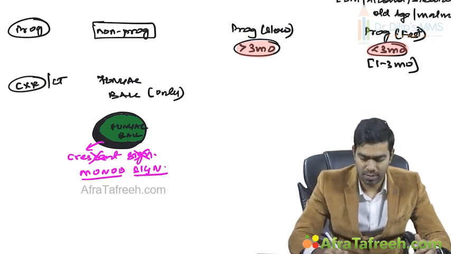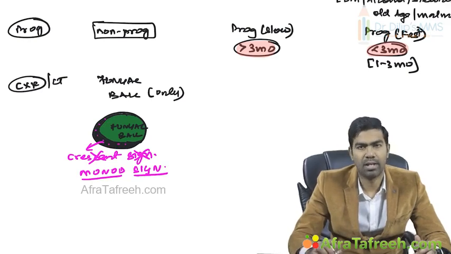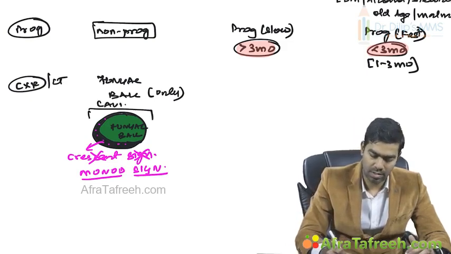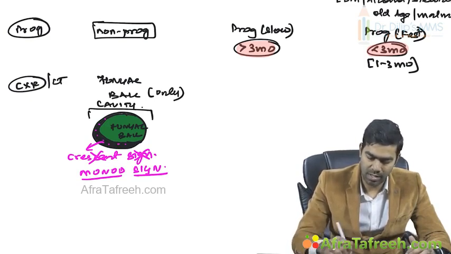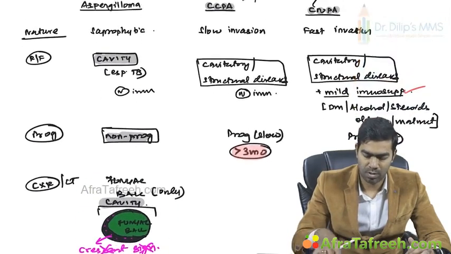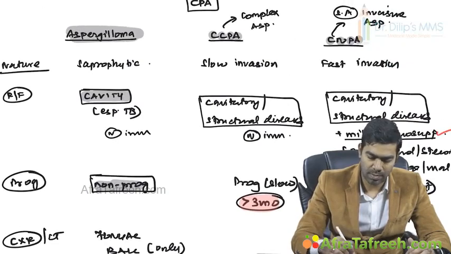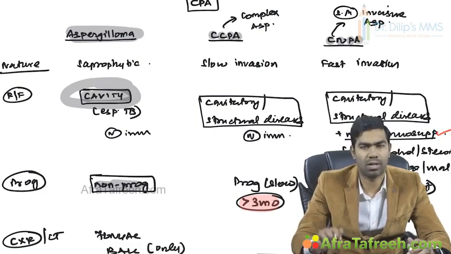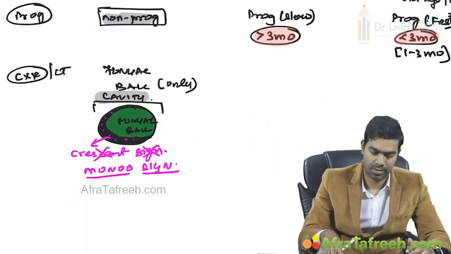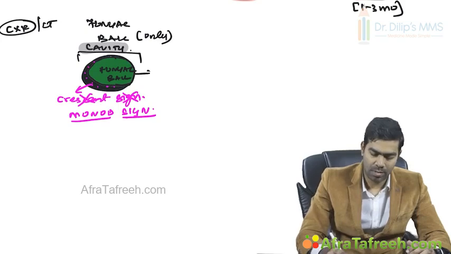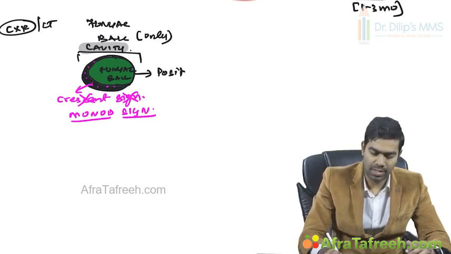Monod sign, where you see a crescent-shaped air that is present next to an aspergilloma inside a cavity. So this whole thing is a cavity, which means the presence of this cavity is a definite prerequisite to develop an aspergilloma. To get an aspergilloma, the presence of a cavity is a very important prerequisite. 100% is needed. If you don't have a cavity in your lung, you will not get an aspergilloma. Clear?